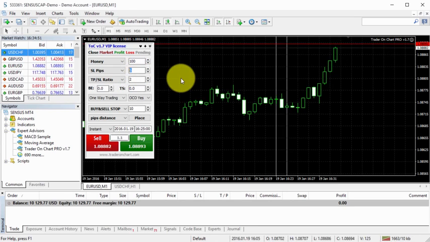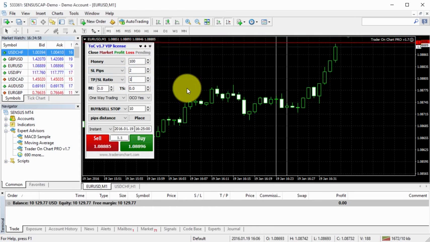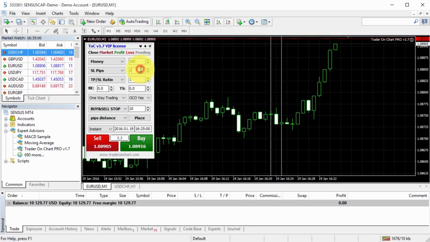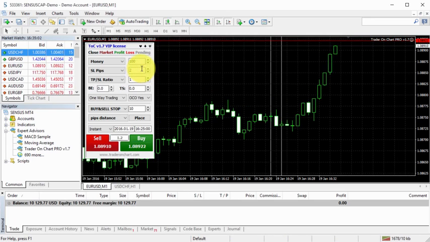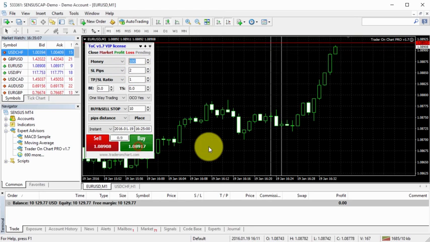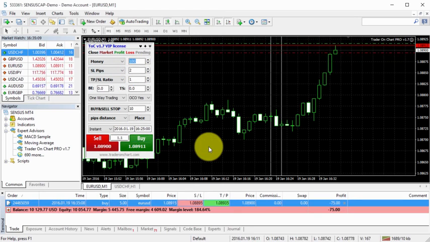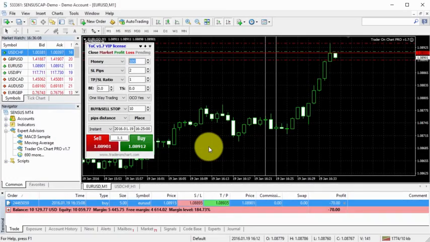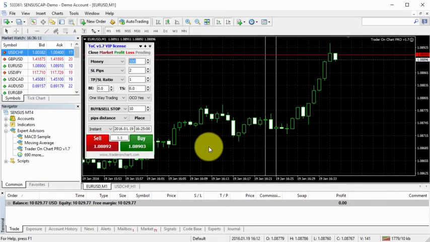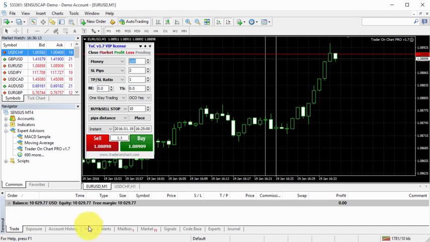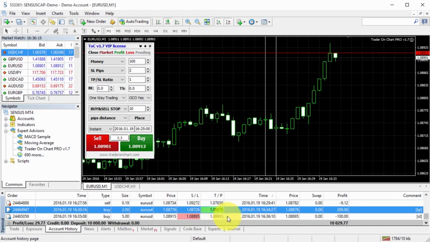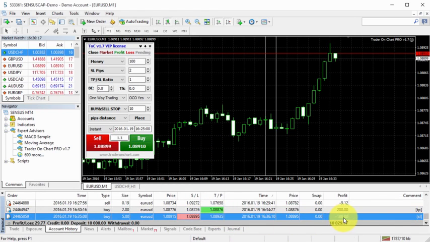So I would just try this one more time, but this time I would try to make the stop loss like 2 pips. Let's try that, and take profit of 1 pip. So if it goes as planned, it should win $100 or it should lose $100. I try buy again. So my trade hit stop loss, and let's see, it lost $100, just like I said.